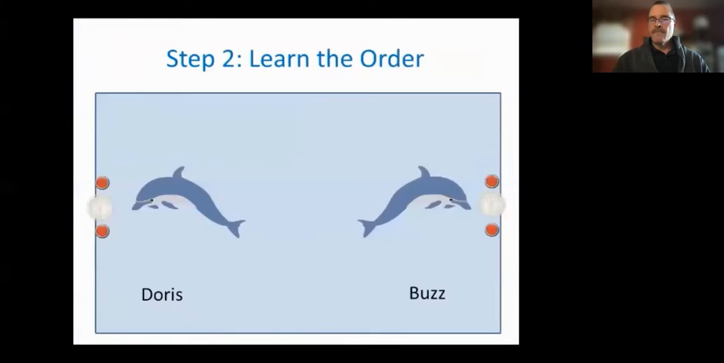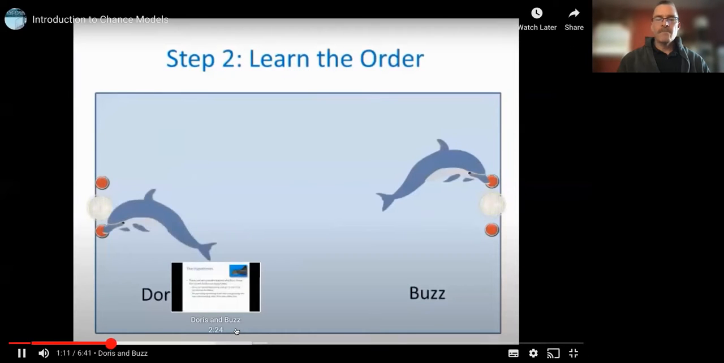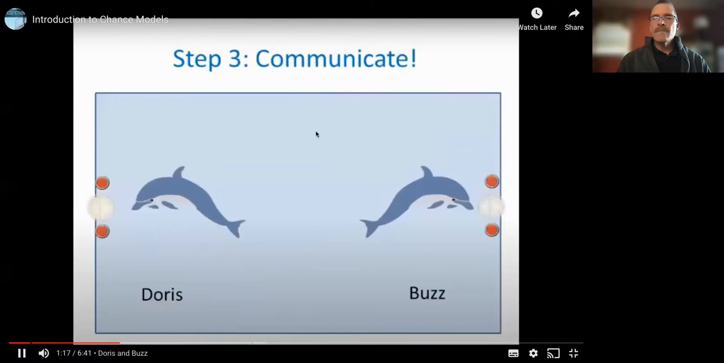Then Dr. Bastian made things a bit harder. Now Buzz had to push the button before Doris. If he didn't push his buttons in the correct order, no fish. After a bit more training, the dolphins caught on and again could earn a fish reward every time. The dolphins were now ready to participate in the real study to examine whether dolphins could communicate with each other.